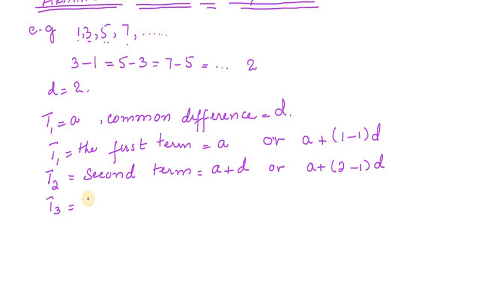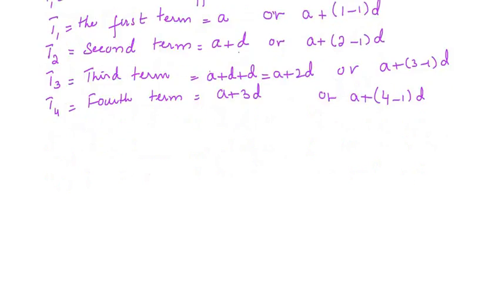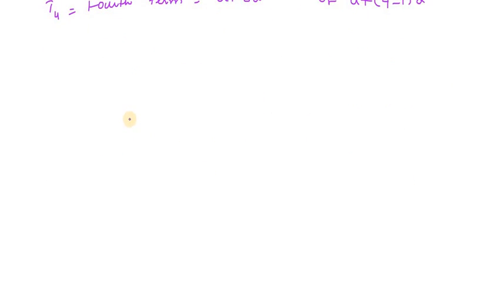And the third term: the preceding one is A plus D, and then we add D. So A plus 2D, or in general A plus (3 minus 1) of D. Similarly, the fourth term is A plus 3D, because A plus 2D plus D is equal to A plus 3D, and we can write A plus (4 minus 1) of D. Similarly, the fifth term is A plus 4D, which is A plus (5 minus 1) of D. So here we get the nth term.